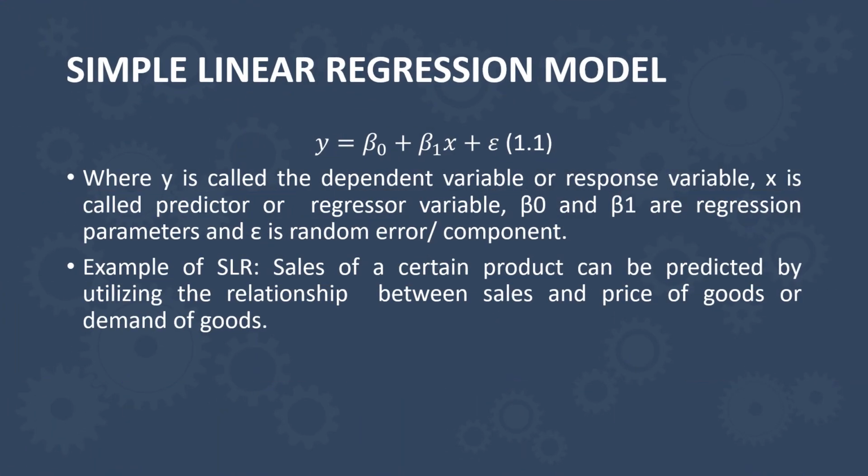Let's see the basics of the simple linear regression model. In simple linear regression, the relationship between the dependent variable y and the predictor variable x, sometimes called the regressor, can be described by this equation. Here beta naught and beta 1 are our regression coefficients, and this is our random error. For example, a simple linear regression model could predict the sales of a product, where we utilize the relationship between sales and factors such as the price of goods or demand to make our predictions.